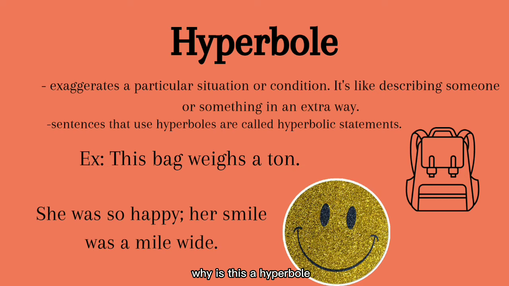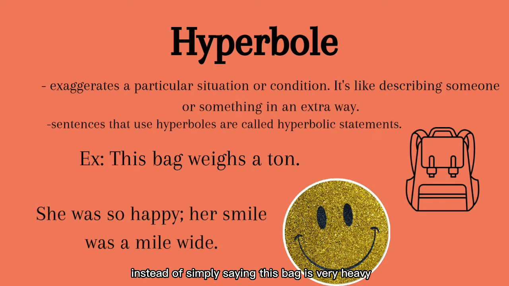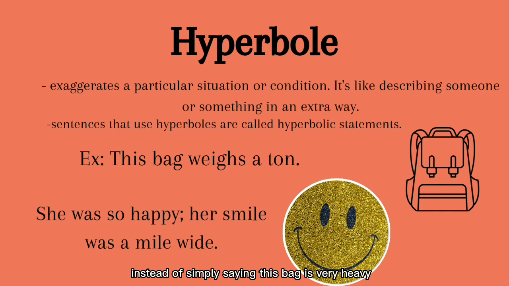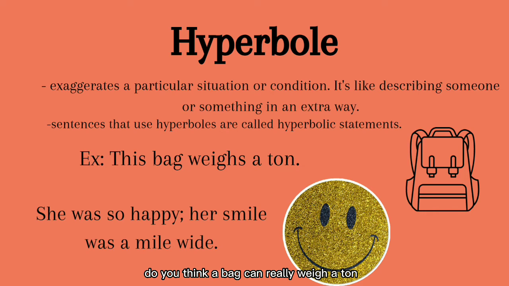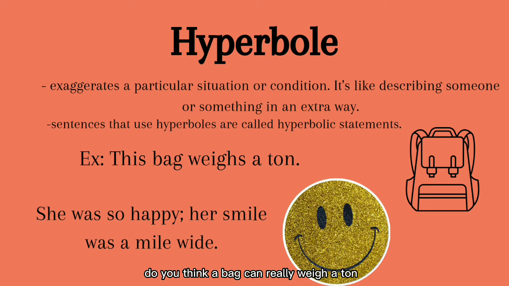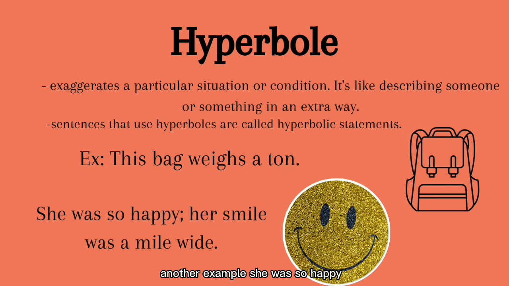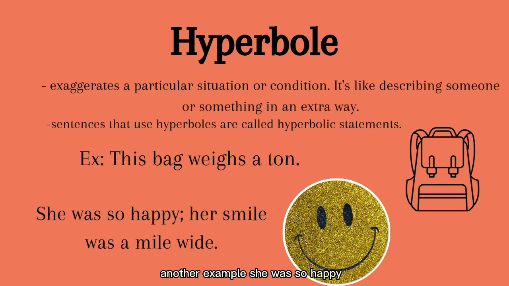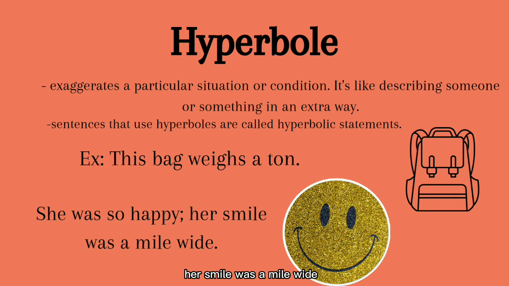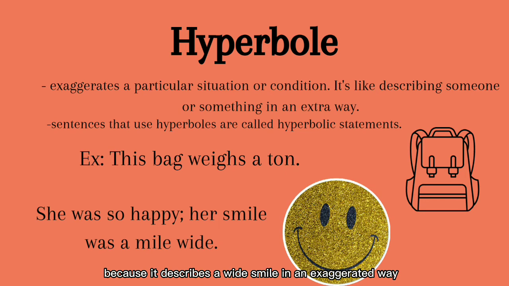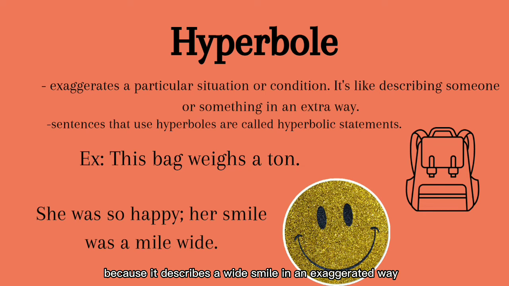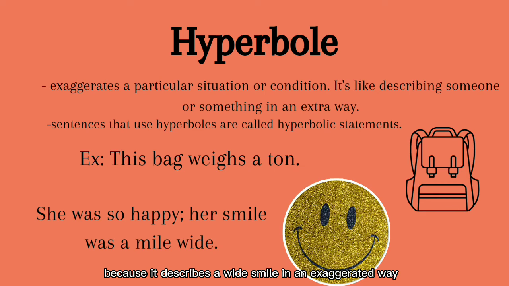Why is this a hyperbole? Because it exaggerates. Instead of simply saying, this bag is very heavy. Do you think a bag can really weigh a ton? No. Another example. She was so happy, her smile was a mile wide. Why is this also an example of hyperbole? Because it describes a wide smile in an exaggerated way.